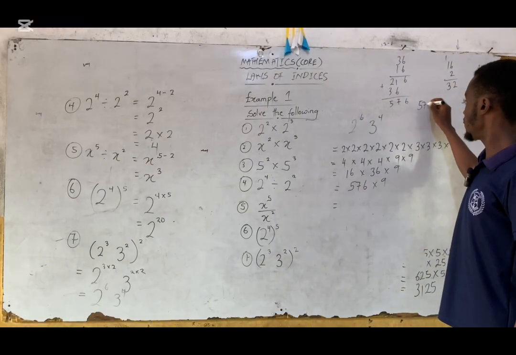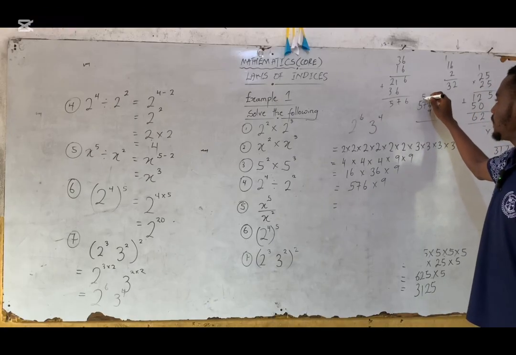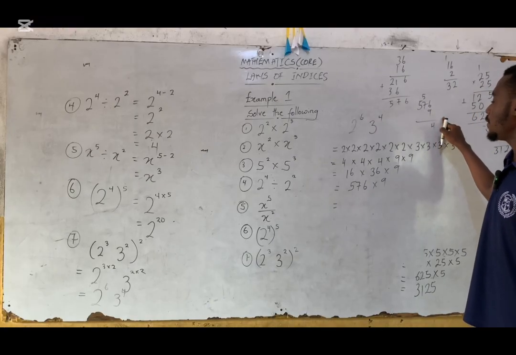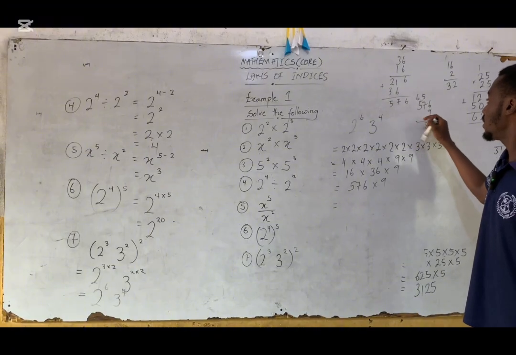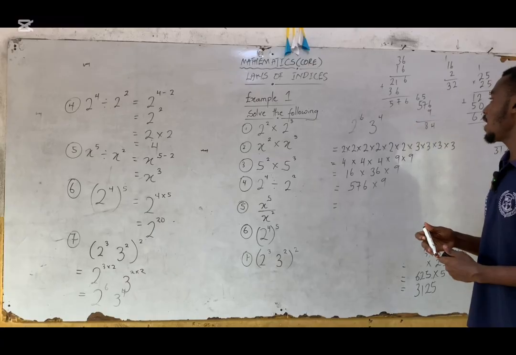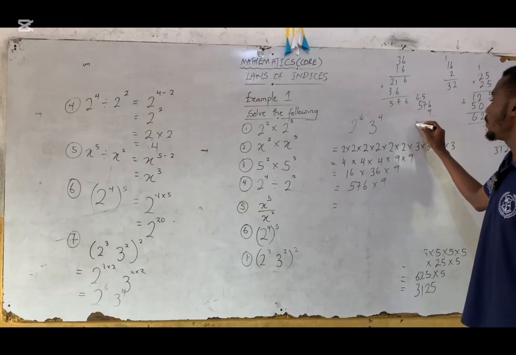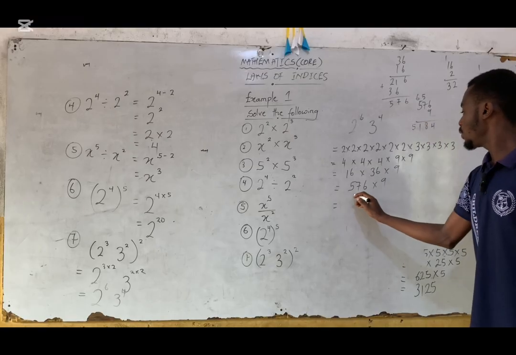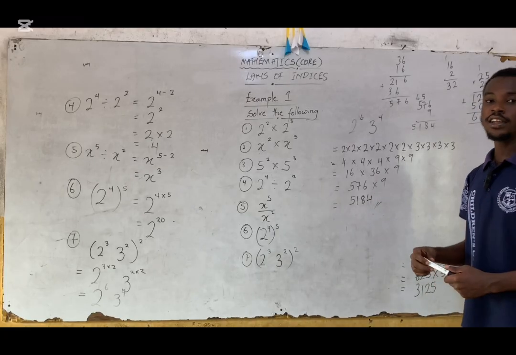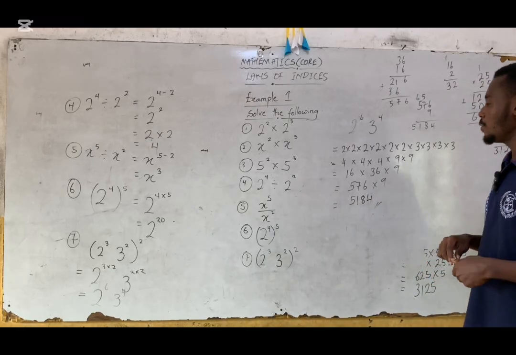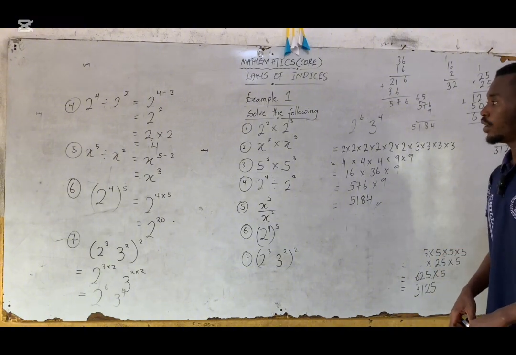So 576 times 9. Let's do it together. 9 times 6 gives us 54. 9 times 7 gives us 63, plus 5 gives us 68, right? So we have 9 times 5 is 45. 45 plus 6 gives us 51. So we have 5184. If you followed this far, congratulations, you are making progress, right? That is our answer for the last one.